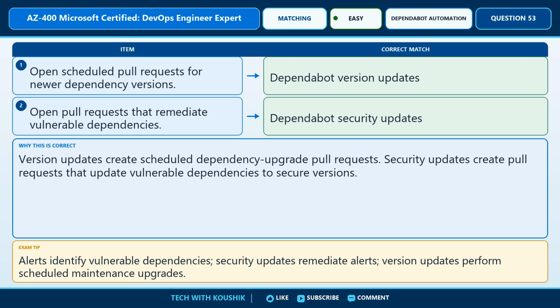Here's why. Version updates create scheduled dependency upgrade pull requests. Security updates create pull requests that update vulnerable dependencies to secure versions. Exam tip. Alerts identify vulnerable dependencies. Security updates remediate alerts. Version updates perform scheduled maintenance upgrades.